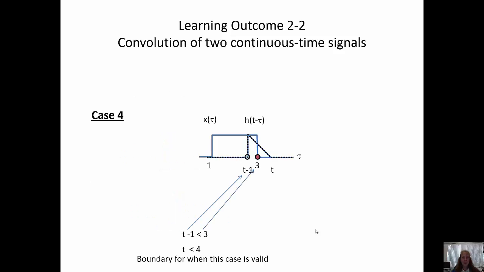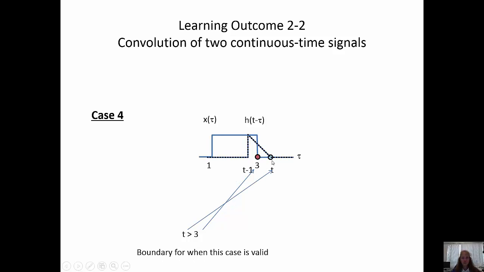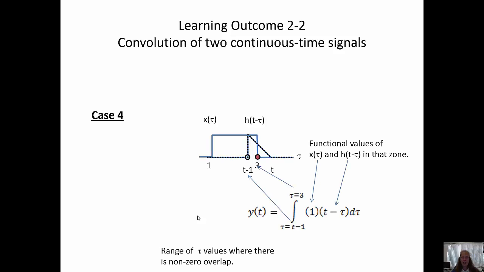Case 4, we're moving our h of t minus tau further to the right. Now there's a little bit of partial overlap. It's when our t minus 1 is still smaller than 3, to the left of 3, or t is less than 4. And when our t is to the right of 3, or t is greater than 3. This is our range from 3 less than t less than 4. Again, working on a convolution integral, where we have the non-zero overlap is between t minus 1 and 3. That gives us our limits of integration, and our functional values are the same.